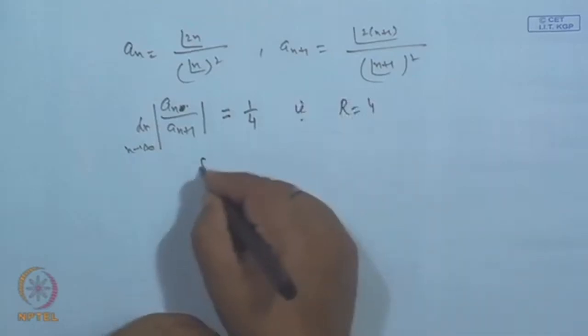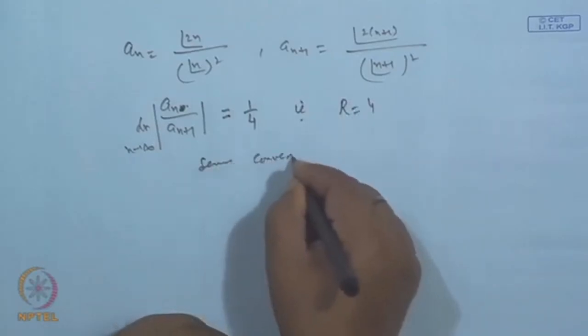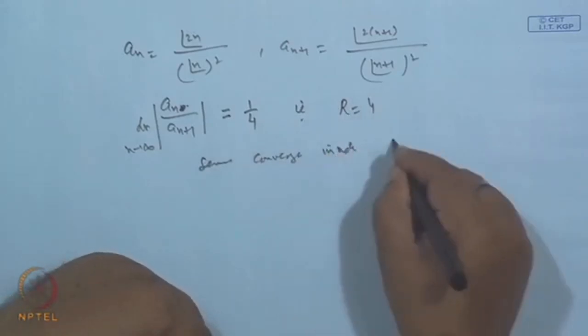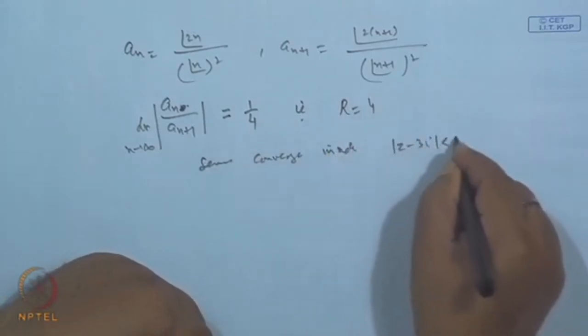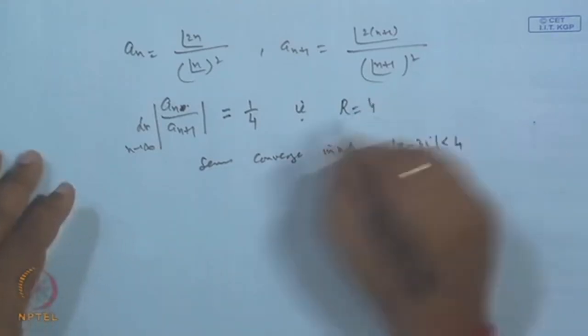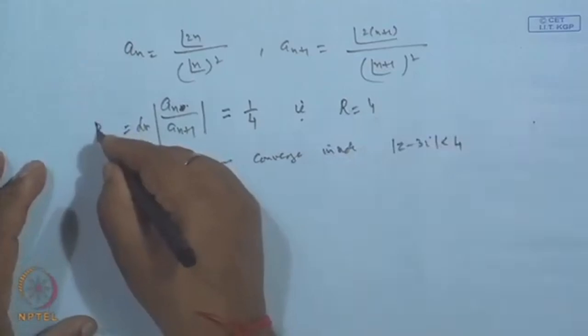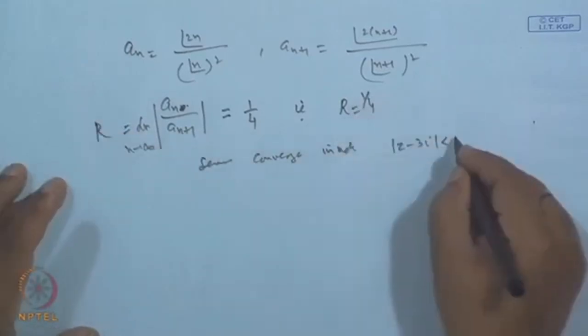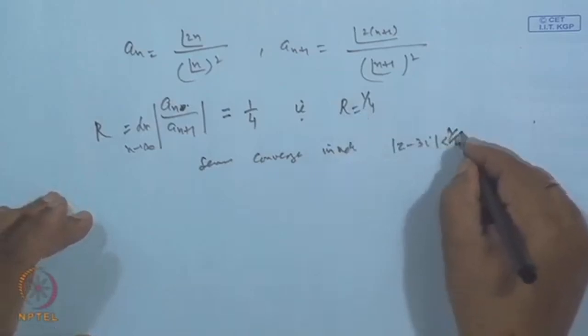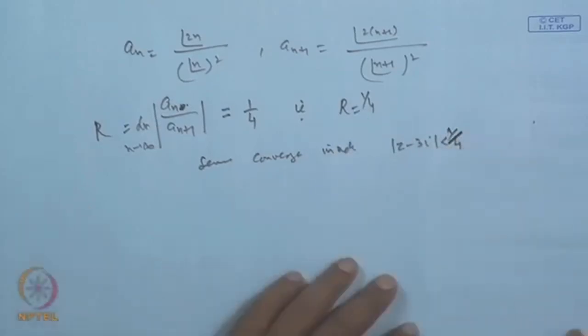So the series converges inside mod z minus 3i less than R. And that will be the answer, so this way we can go.